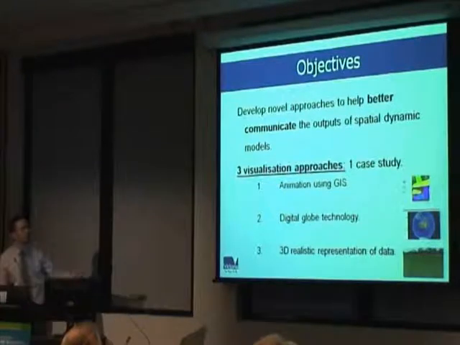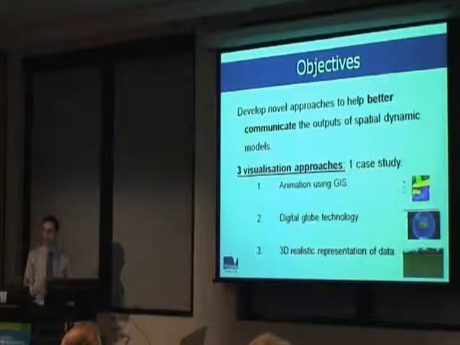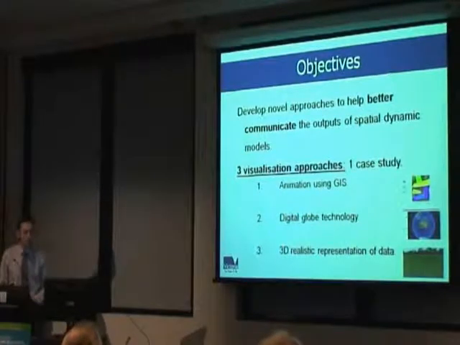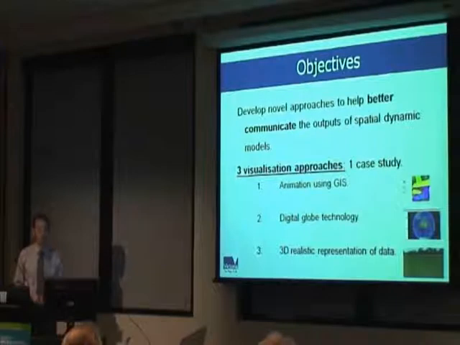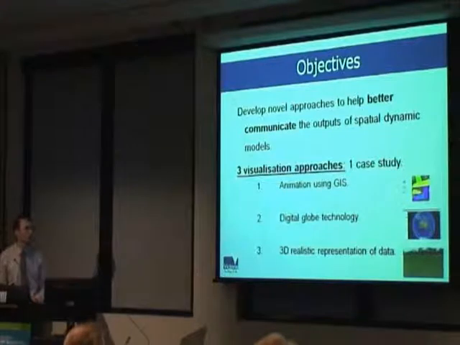The first one was to use animation using GIS, so standard GIS software, and how we can make temporal animation. The second one used digital globe technology, in that case mainly how we can use colors to display those data. And the third one was making use of 3D realistic representation of data.